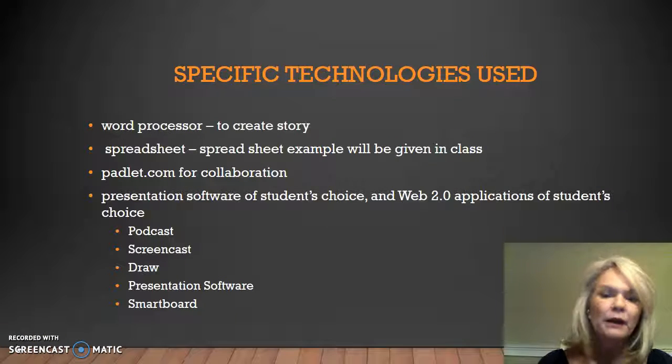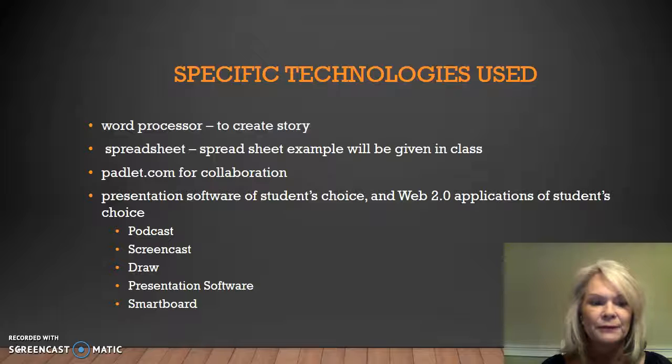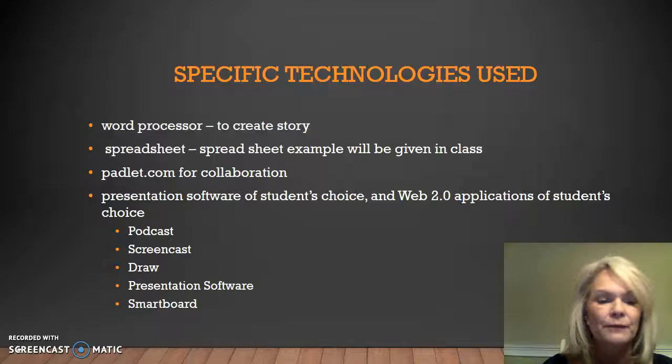The specific technologies that will be used during this unit: a word processor will be used. The end project that students will create will require them to type a short story that includes a system of equations problem, so they will use a word processor to do that. We will also use a spreadsheet during the unit, as we have a lesson on how to solve a system in a spreadsheet. We will use Padlet.com for collaboration between student and teacher and student.